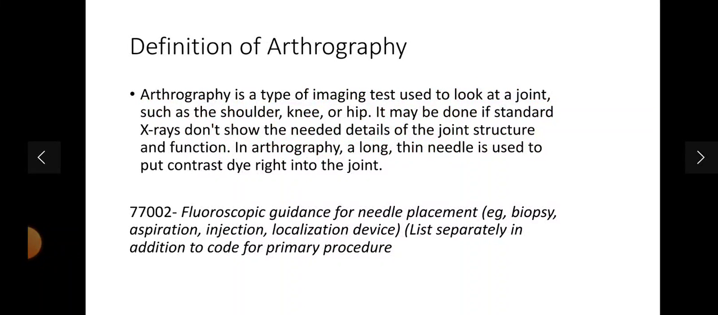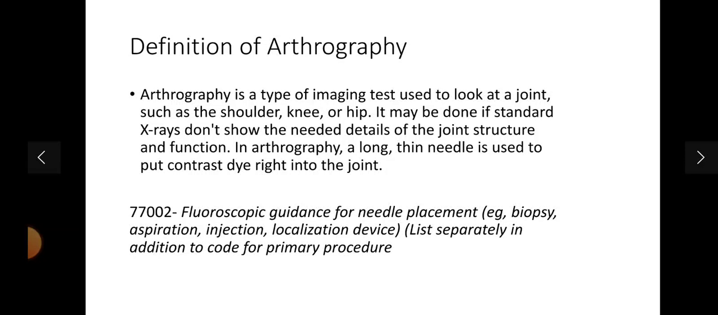First, we understand the definition of arthrography. Arthrography is a type of imaging test used to look at a joint such as the shoulder, knee or hip. It may be done if standard x-rays don't show the needed details of the joint structure and function. So it is done when x-rays are not enough to get the final diagnosis, and an advanced procedure like arthrography is done.